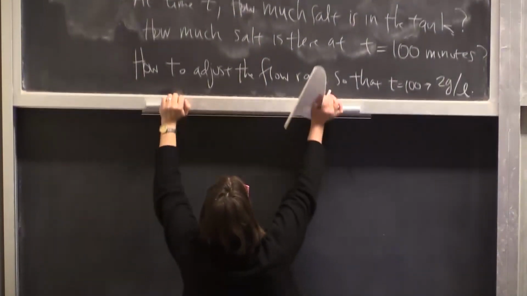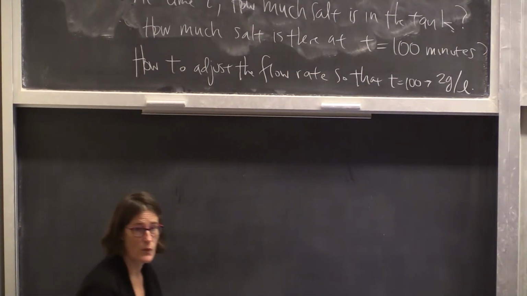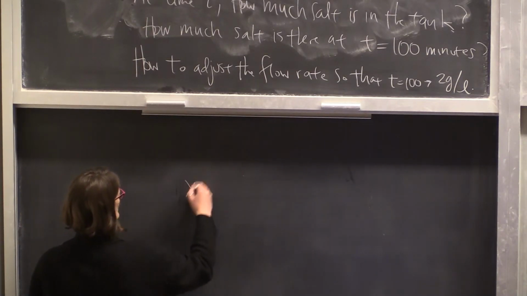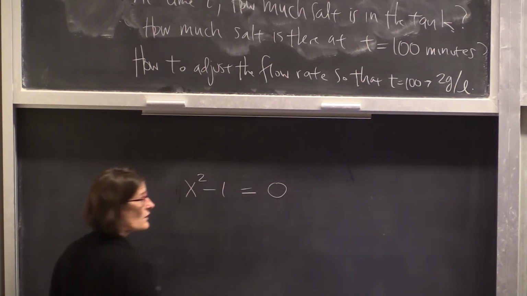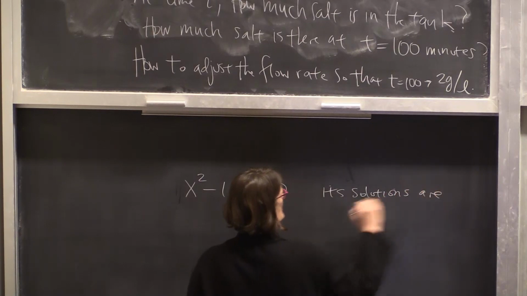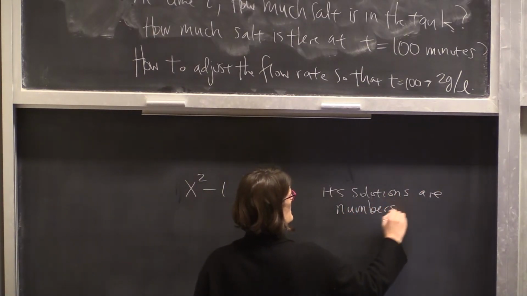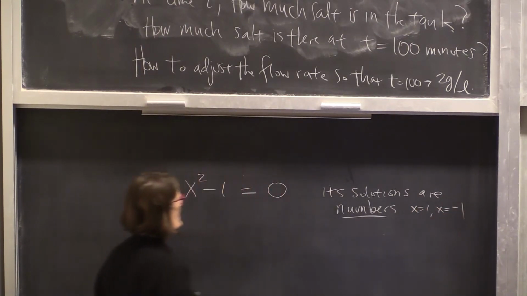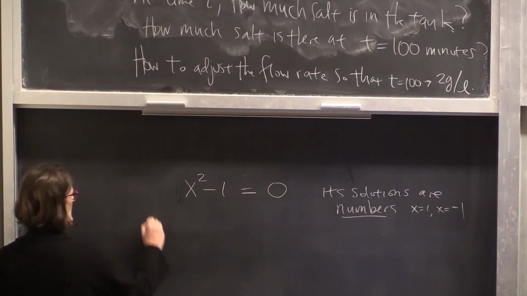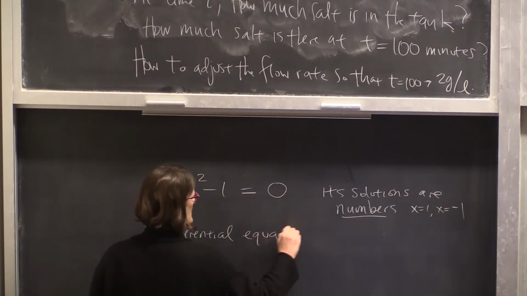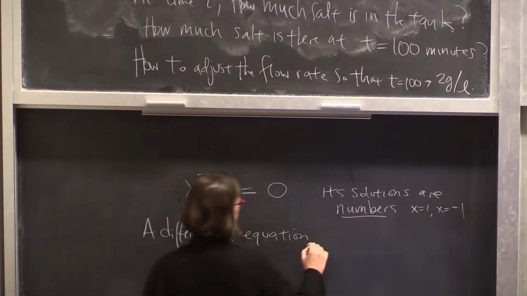So this is going to involve writing down a differential equation. You've seen all sorts of equations in your life. x squared minus 1 equals 0 is an equation, and its solutions are numbers, specifically x equals 1 and x equals minus 1. That's an equation. A differential equation is an equation whose solution is a function.